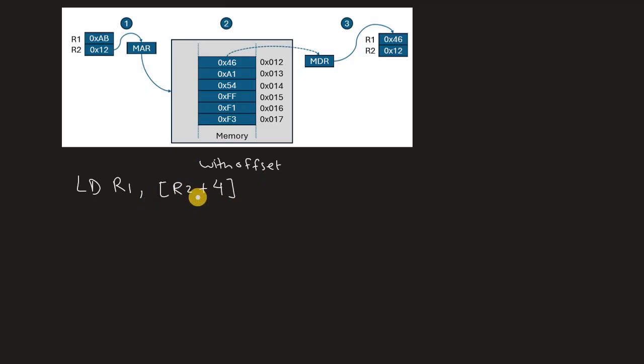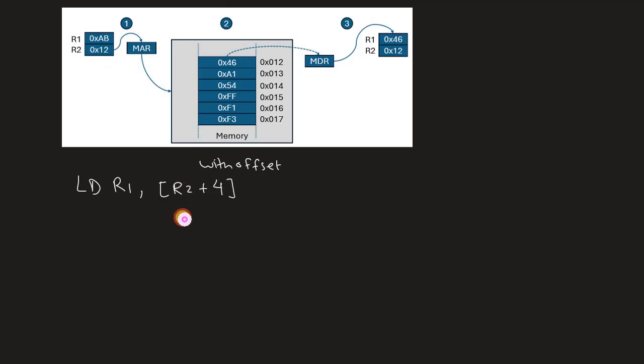Okay, because we're adding a 4 to the register R2, right? So this basically means load the contents of the address specified by R2, and then we're going to add 4 to it. Like adding 4 to the address of it. So the addition of R2 and 4 is placed into the MAR.